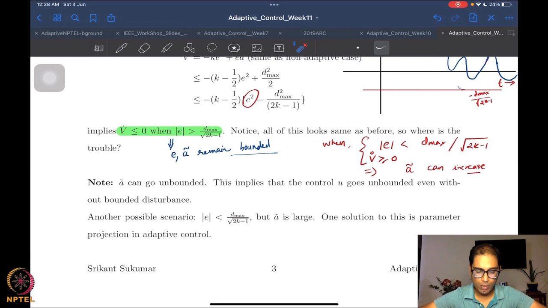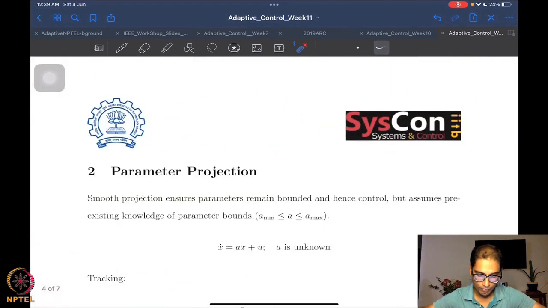Now, one of the things that's an obvious solution to this problem is that if you know some bounds on your parameter values, you want to make sure that you search only within these bounds. Therefore, your estimates just evolve in between these bounds. And the process of doing this kind of adaptation is called parameter projection in adaptive control. There are several ways of doing parameter projection in adaptive control, and we will focus on one particular way right now, and that's where we start today.